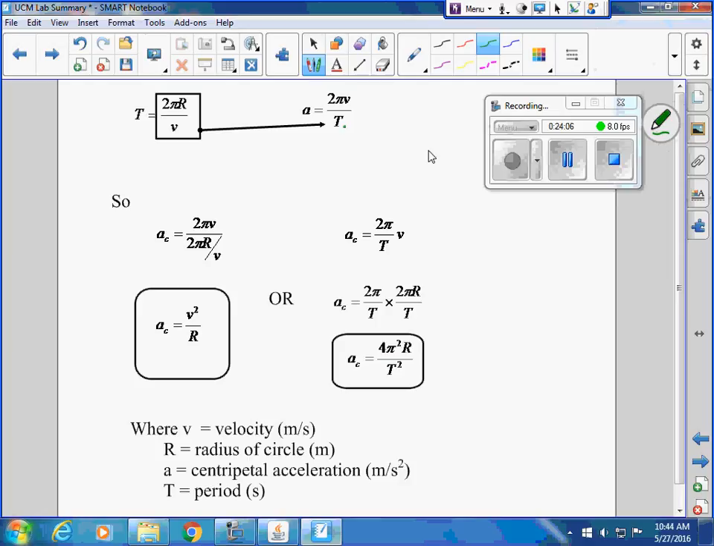Okay. So, 2 pi v over 2 pi r over v. Can I do any canceling here? The 2's and the pi's go away, and I get v over r over v. The v goes to the top, and there it is: A equals v squared over r.